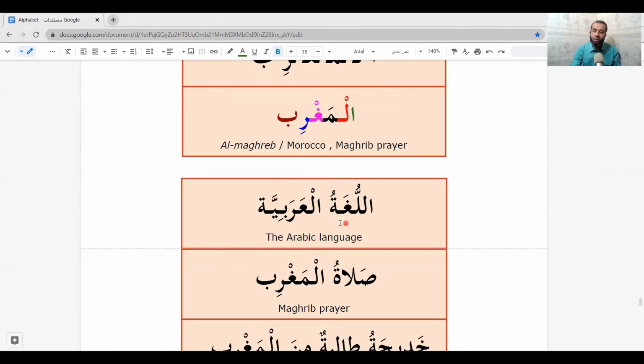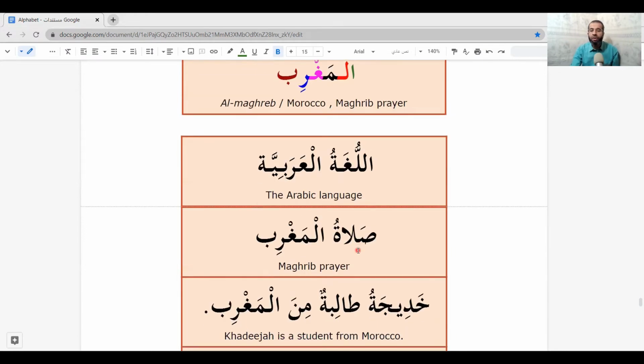So language is lugha. Here it's preceded by al, the, and Arabiya, Arab or Arabic, and it's preceded by al. So we say al-lughatu. This is the first word. The second word is al-arabiyyah. When we connect the two words, this alif in al-Arabiya will be silent, so it will be al-lughatul arabiyyah.